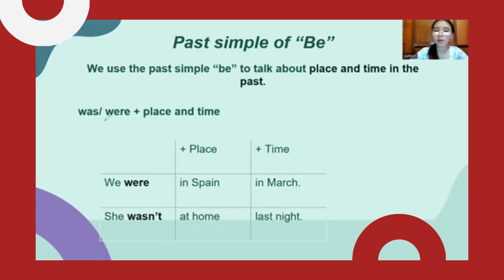So these are some examples. So was and were plus place and time. Okay, so we were in Spain in March. So we have subject, past simple be, were, the place in Spain, and in March, time. Okay, she wasn't at home last night. She, subject, wasn't, past simple be in the negative form, was not. At home, the place. Last night, the time.